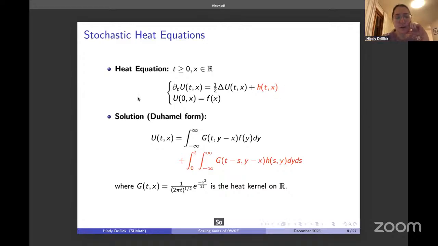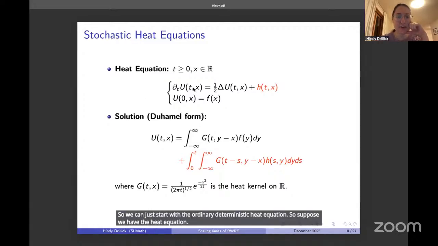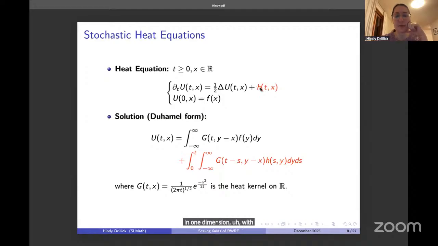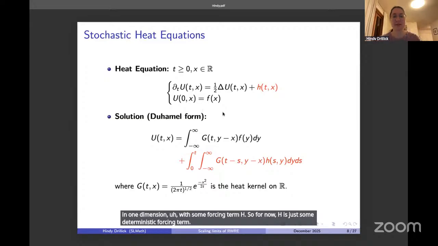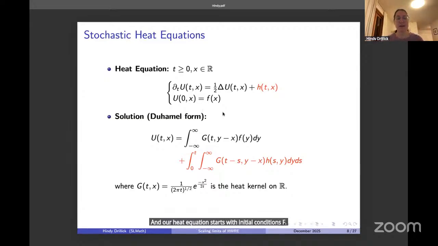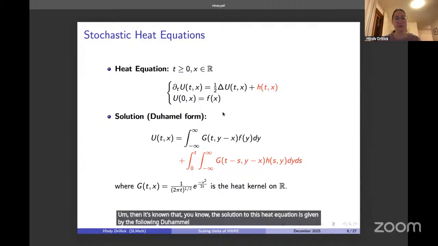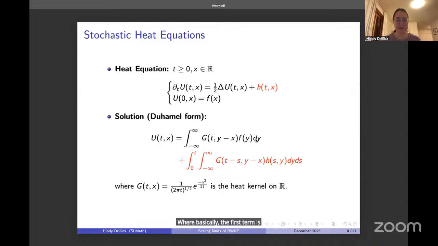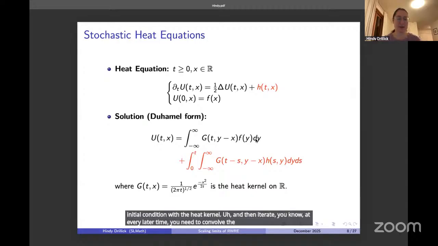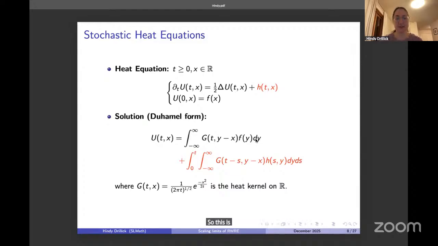So we can just start with the ordinary deterministic heat equation. Suppose we have the heat equation in one dimension with some forcing term h. For now, h is just some deterministic forcing term, and our heat equation starts with initial condition f. Then it's known that the solution to this heat equation has the form where the first term is you just convolve the initial condition with the heat kernel, and then at every later time you need to convolve the forcing term h with the heat kernel as well and integrate those in time. So this is the solution to this forced heat equation.